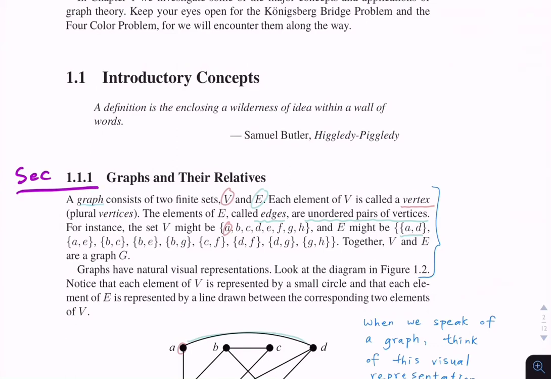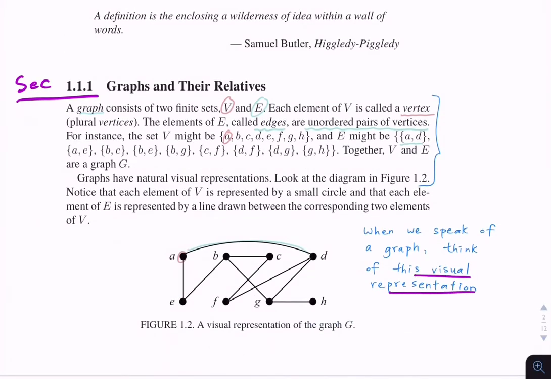So you can think of a graph using this visual representation. A graph consists of two finite sets, V, which is the set of vertices. In this example, the vertices are A, B, C, D, E, F, G, H, which are represented by these dots. And then we also have a set of edges. The edges are unordered pairs of vertices. In this case, we have these edges for our graph. Together, the two sets, V and E, are the graph G. But normally, when we talk about a graph in this class, we will think of this visual representation.